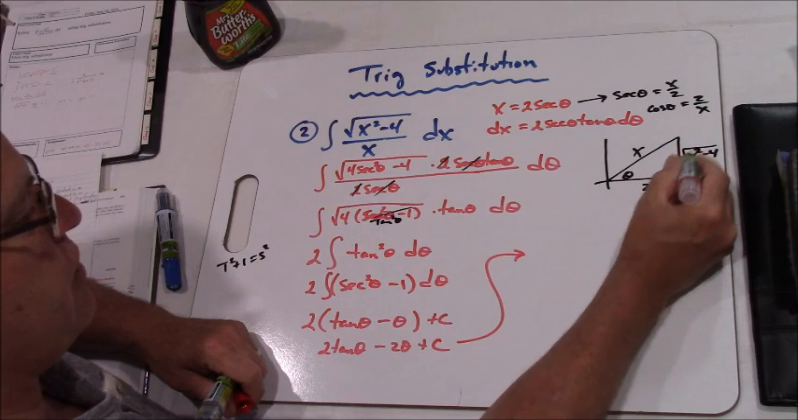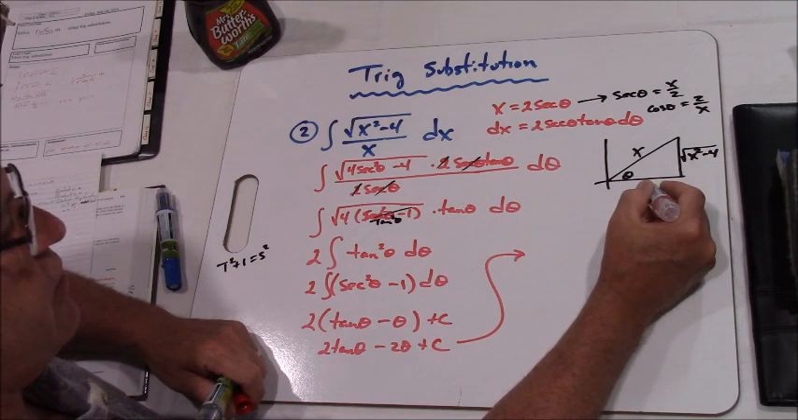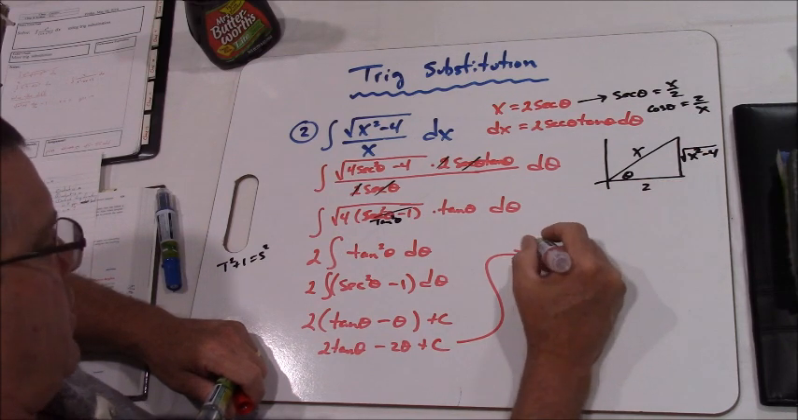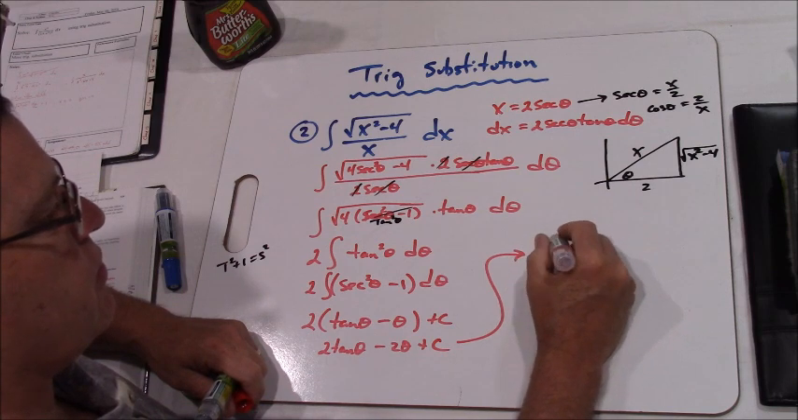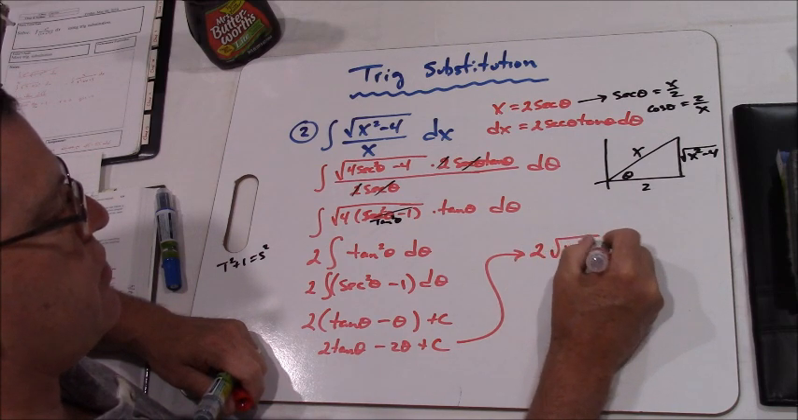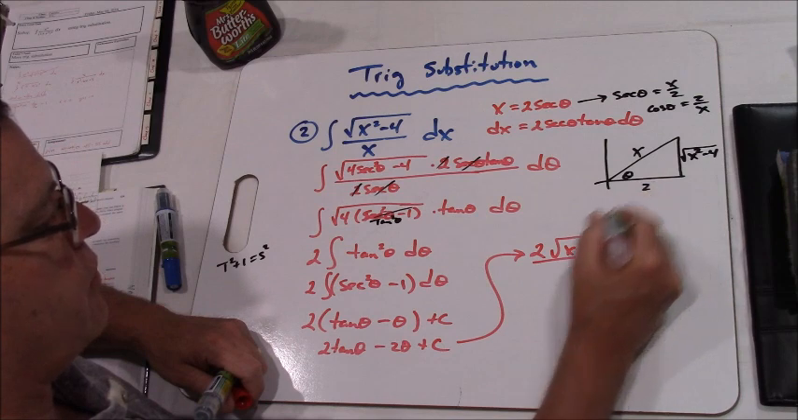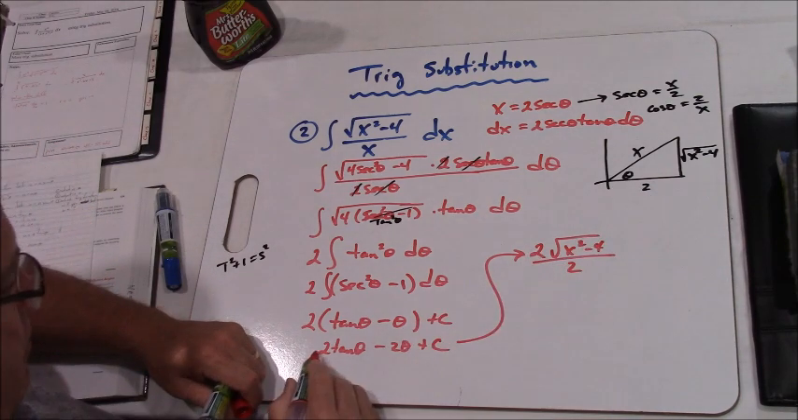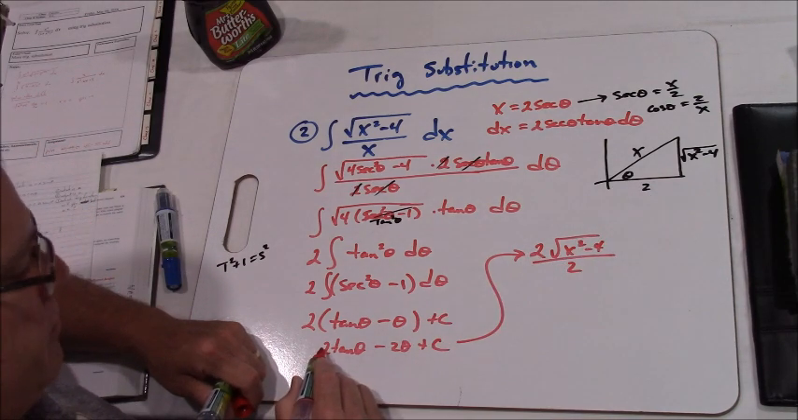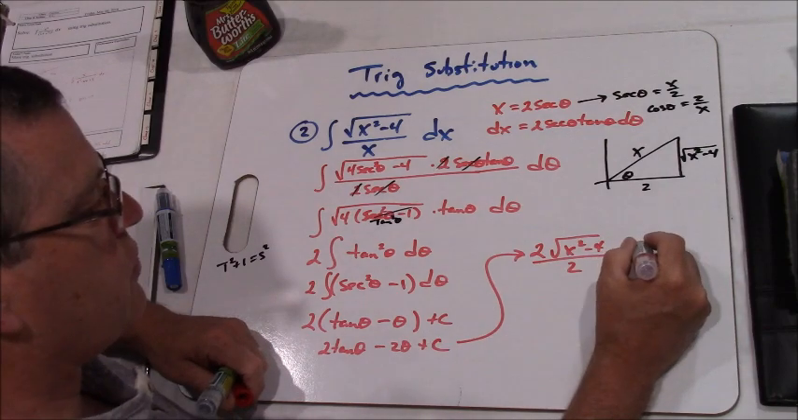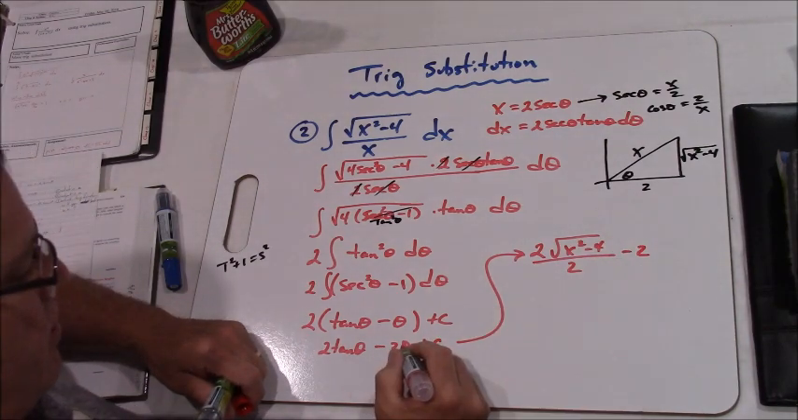Tangent is opposite over adjacent. So I've got 2 root x squared minus 4 over 2. This 2 came from the 2 that's right here. Minus 2 times theta.